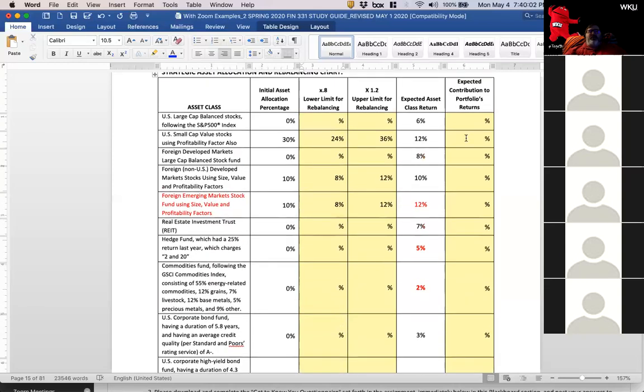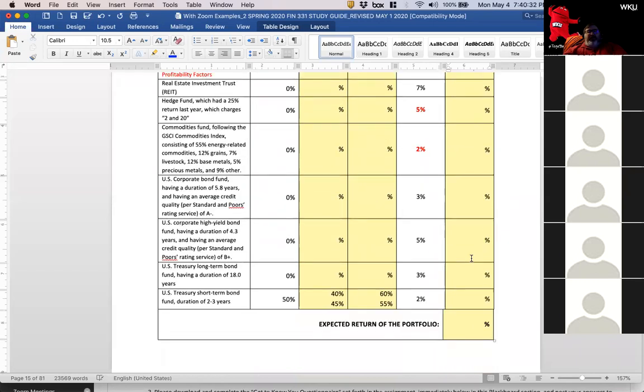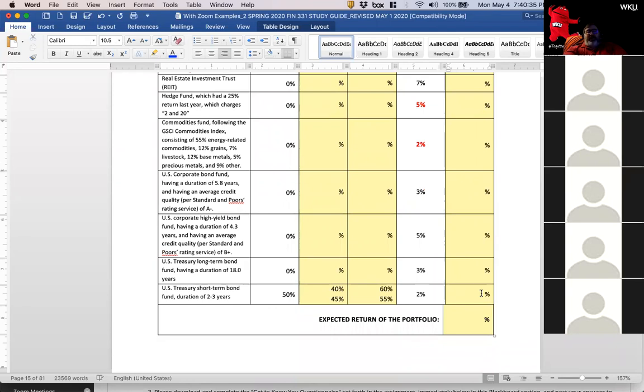And now we want to figure out the expected contribution to the portfolio returns. 30 times 12, so 0.3 times 12% is equal to 3.6. Of course, you can use your calculator here. 0.1 times 10 is 1. 0.1 times 12 is 1.2. And then we're going to come down to here. 50% times 2, or 0.5 times 2 is 1. So here's the question. Are we going to reach 6.5%?